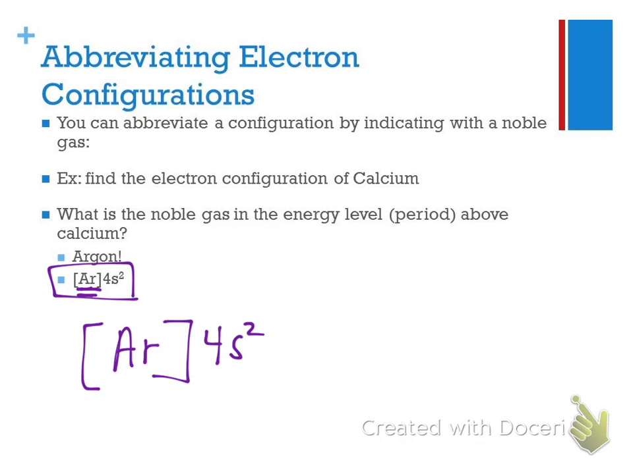You can only use this rule with noble gases. You cannot put potassium here. It only works with noble gases. So you cannot use any element you want. It's only the noble gases.